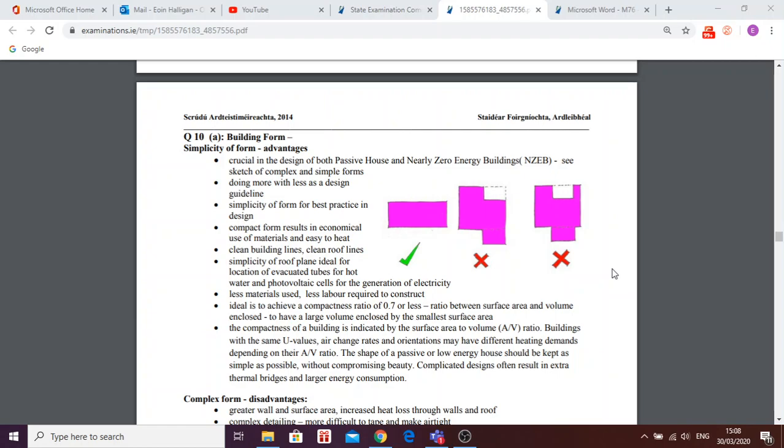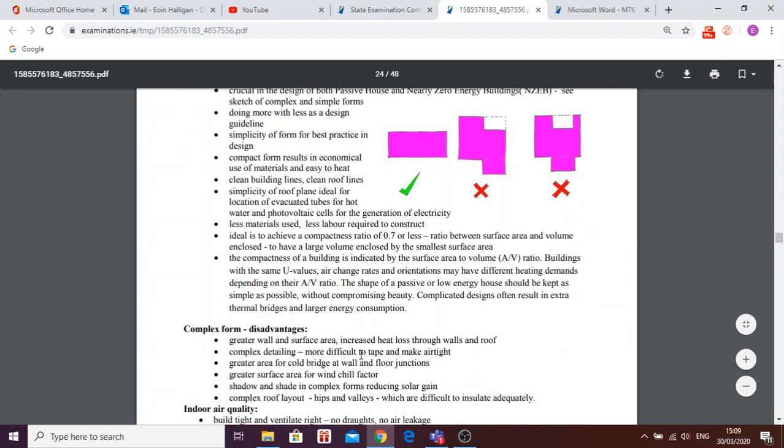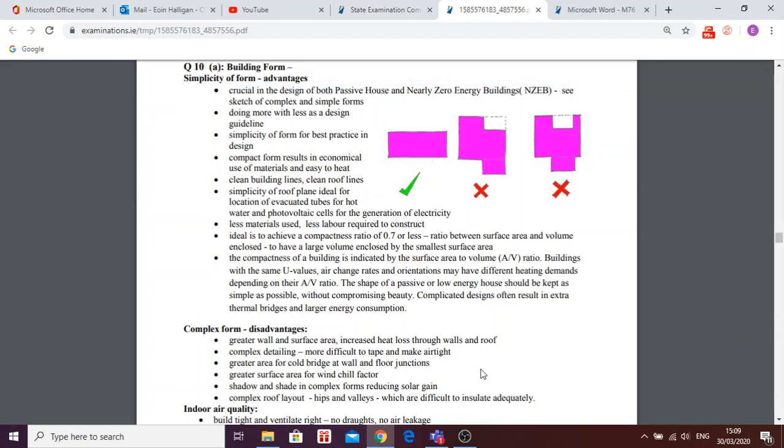Now, obviously, that might have a disadvantage in that you mightn't design the house that you want. As in, a passive house generally is designed for functionality and so that it performs well, whereas sometimes it may not have the most appealing layouts or whatever. Disadvantage then of your complex form: you've got your greater wall and surface area, heat lost through the walls and the roof, because it's more complicated, more difficult to tape and make your details airtight. You obviously have greater cold bridging areas at the wall and the floor. It's a more difficult detail.